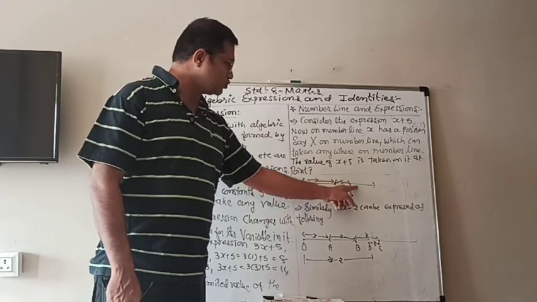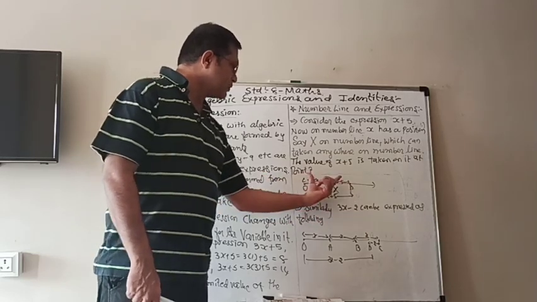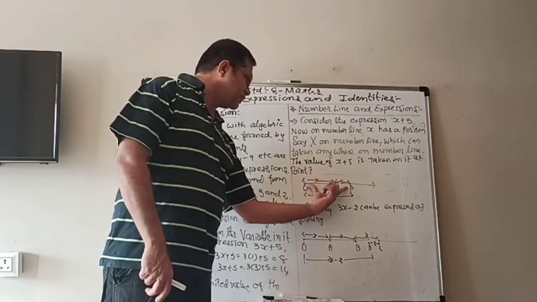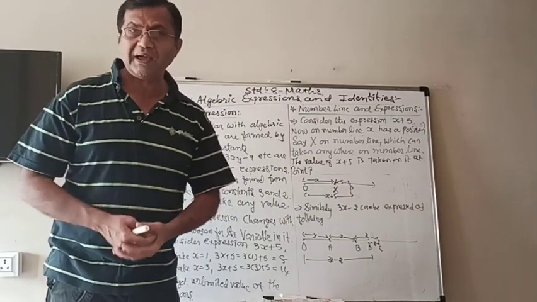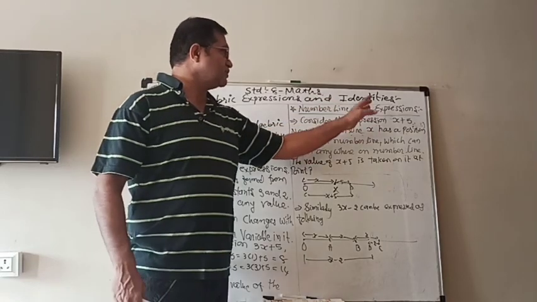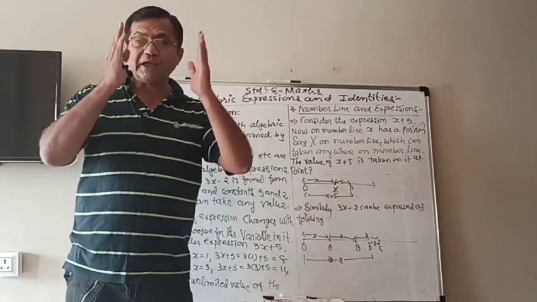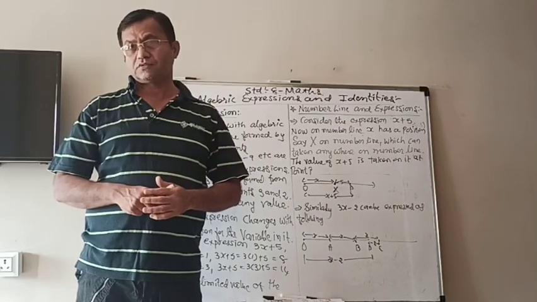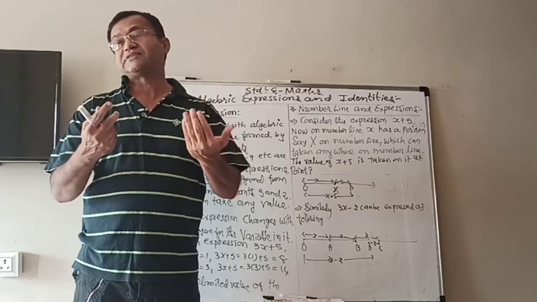So from 0 to p, the total distance will be x plus 5. So x plus 5 represents this part on the number line. So on the number line we can express the expression like that. For that you have to take a particular value for x that depends on you, and then the 5.